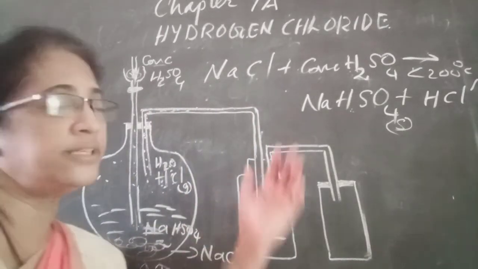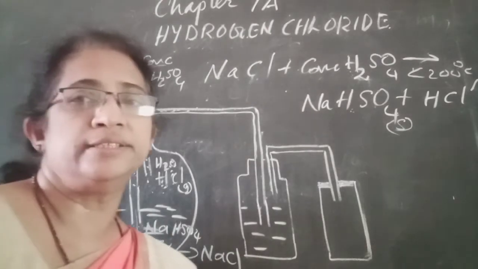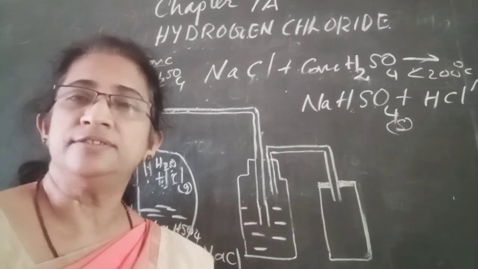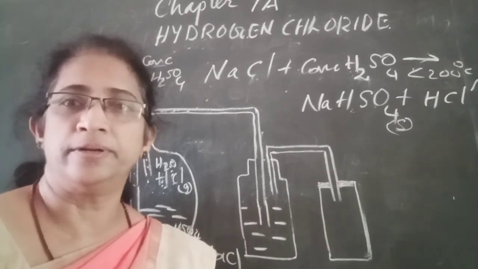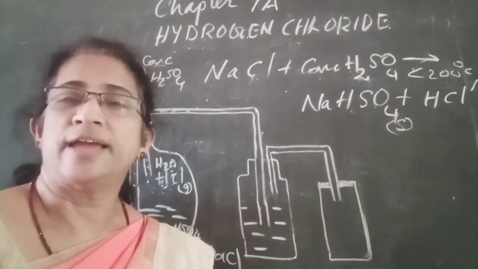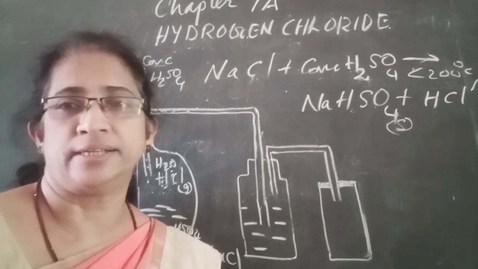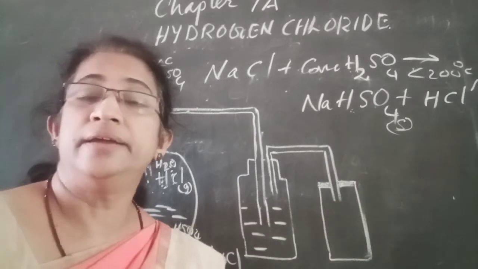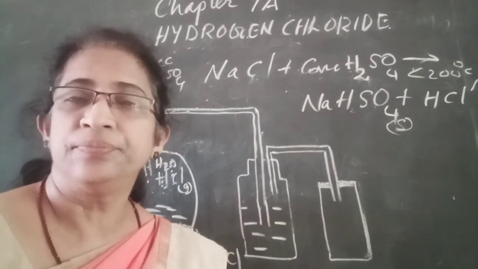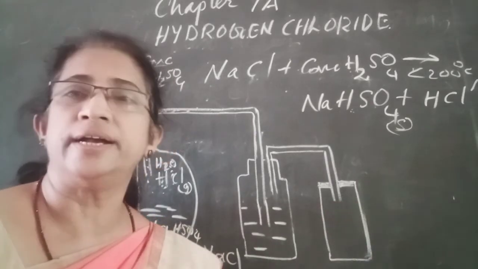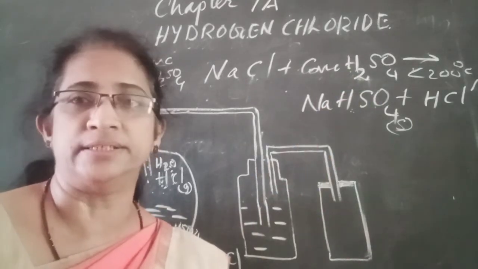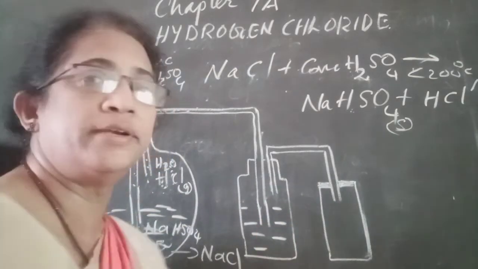And can you say why the temperature is maintained below 200 degrees Celsius? Below 200 degrees Celsius, an acid salt NaHSO4 is formed, which cannot stick to the glass apparatus. And what happens if the temperature is above 200 degrees Celsius? When the temperature is above 200 degrees Celsius, both the hydrogen atoms in sulfuric acid are replaced and the respective salt is formed.